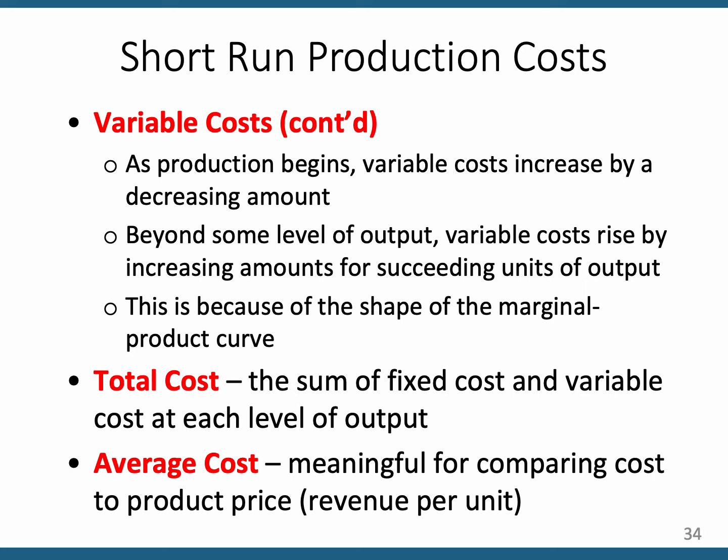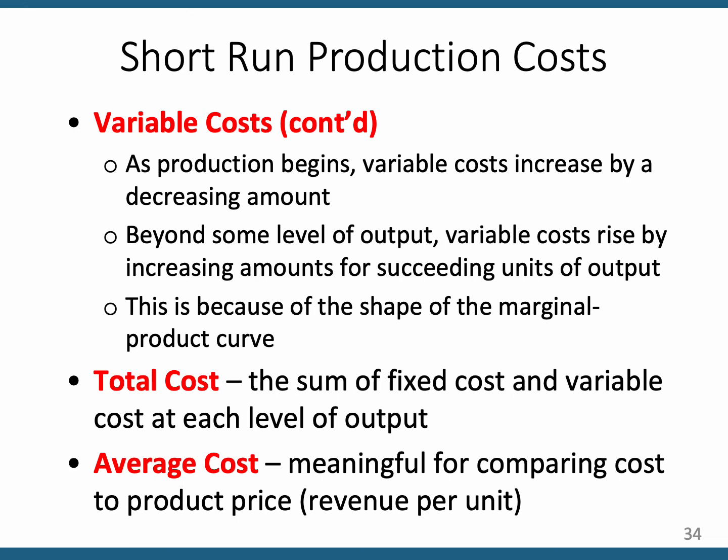Marginal product is diminishing. We're trying to come up with the shapes of these cost curves, and the variable cost curve is really crucial to the whole thing. So total cost is the cost to produce some number of units of output, and that includes the fixed costs and the variable costs.